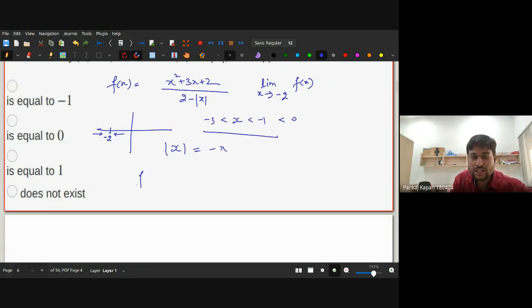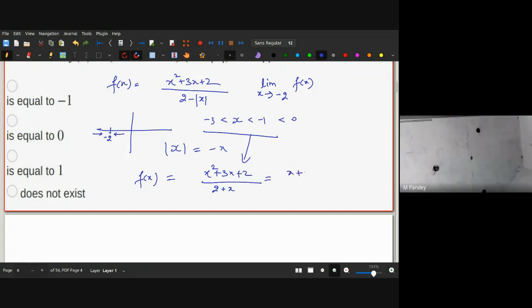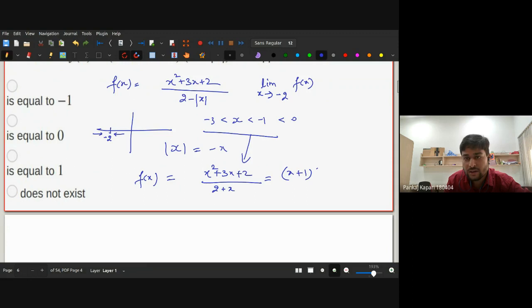Now in this case, what is our function? This is x square plus 3x plus 2 divided by 2 minus mod x, where mod x is actually minus x, so that will become plus x, right? This is x plus 2. So under this assumption we can write the function like this, and now we can factor the numerator. So how can we write the numerator? This is x plus 1 into x plus 2 divided by x plus 2.